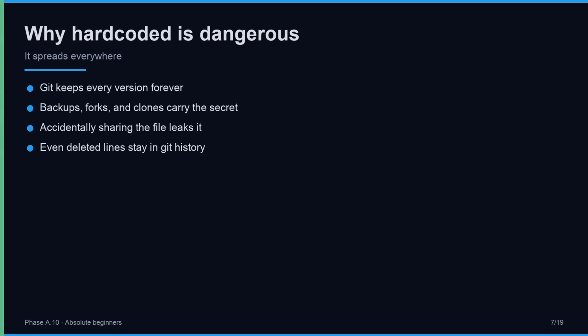Why is hard coding so dangerous? Because Git never forgets. Once you commit a secret, every clone, every fork, every backup carries it. Even if you delete the line in the next commit, the old commit still has it. Anyone with read access to the history can find it. Sharing a file by accident, posting code in a chat, opening a pull request, any of these can leak the secret. The only safe habit is to never let the secret enter Git in the first place.